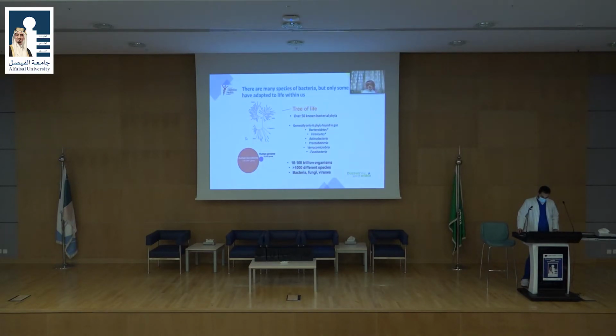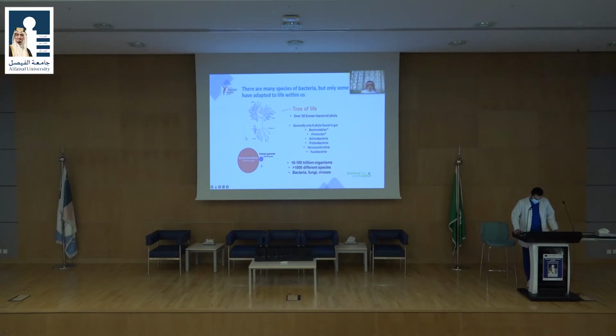This is the tree of life, and there are more than 50 known bacterial phyla, but only 6 of them were found in the human gut. And by the way, here I must mention that 80 to 90% of the human microbiome resides in the gut. So there are generally 6 phyla found in the gut: Bacteroidetes, Firmicutes, Actinobacteria, Proteobacteria, and so on.